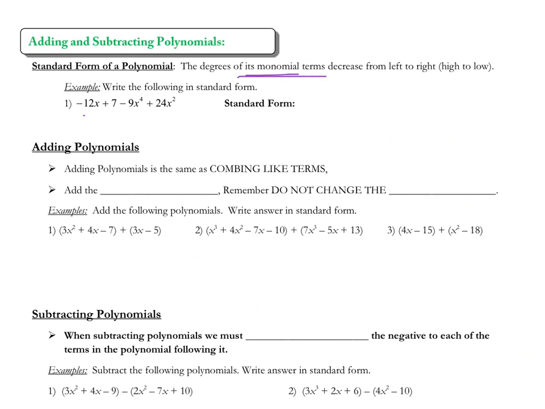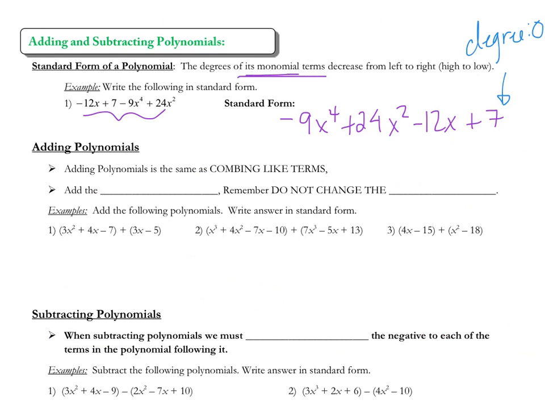So notice in our example, negative 9x to the fourth would come first, then 24x to the second, minus 12x plus 7. And remember that a constant has degree 0. Okay, so you're going to be asked to start writing these in standard form, which is from the highest exponent to the lowest exponent, not the leading coefficients.